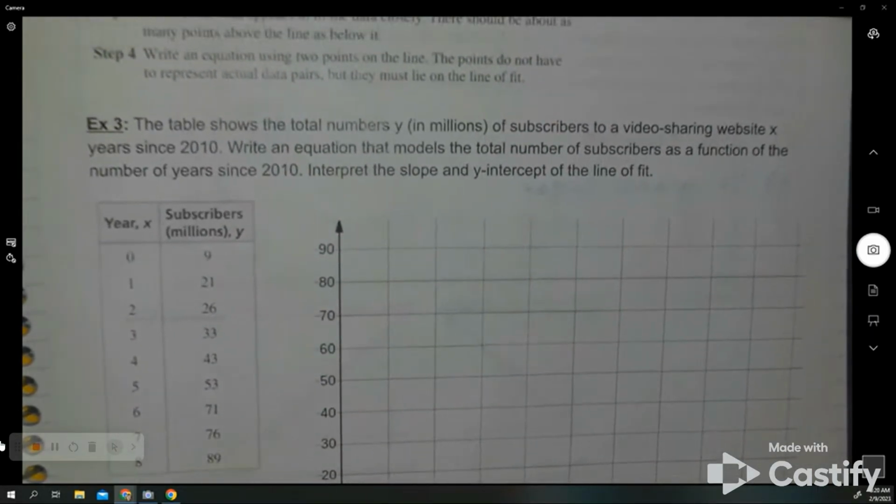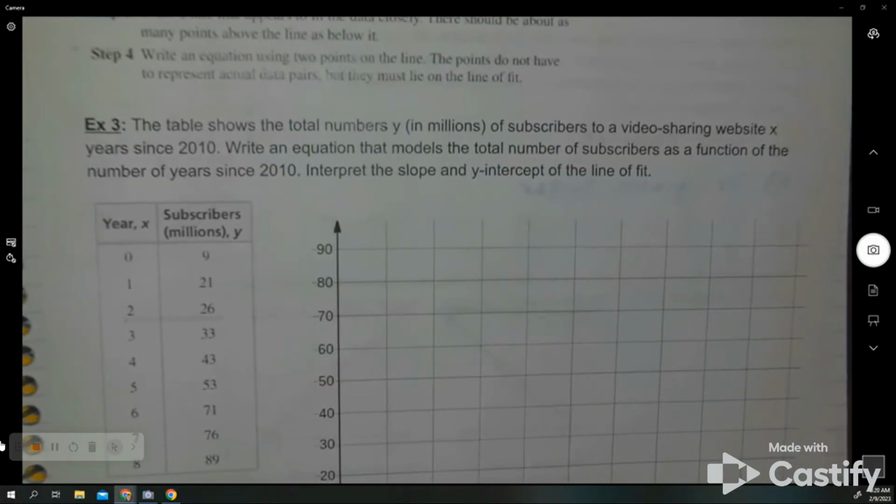So example 3 says, the table shows the total numbers y in millions of subscribers to a video sharing website, x years since 2010. We're going to write an equation that models the total number of subscribers as a function of the number of years since 2010. And we're going to interpret the slope and the y-intercept of our line of fit.